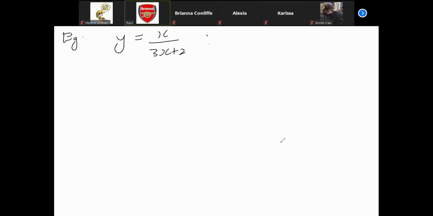Remember how we used to do this? First of all, recognize that this is a quotient function. You're supposed to get the same answer, 2 over 55, when you plug in 1 and 3. But I'm going to use the quotient proof.